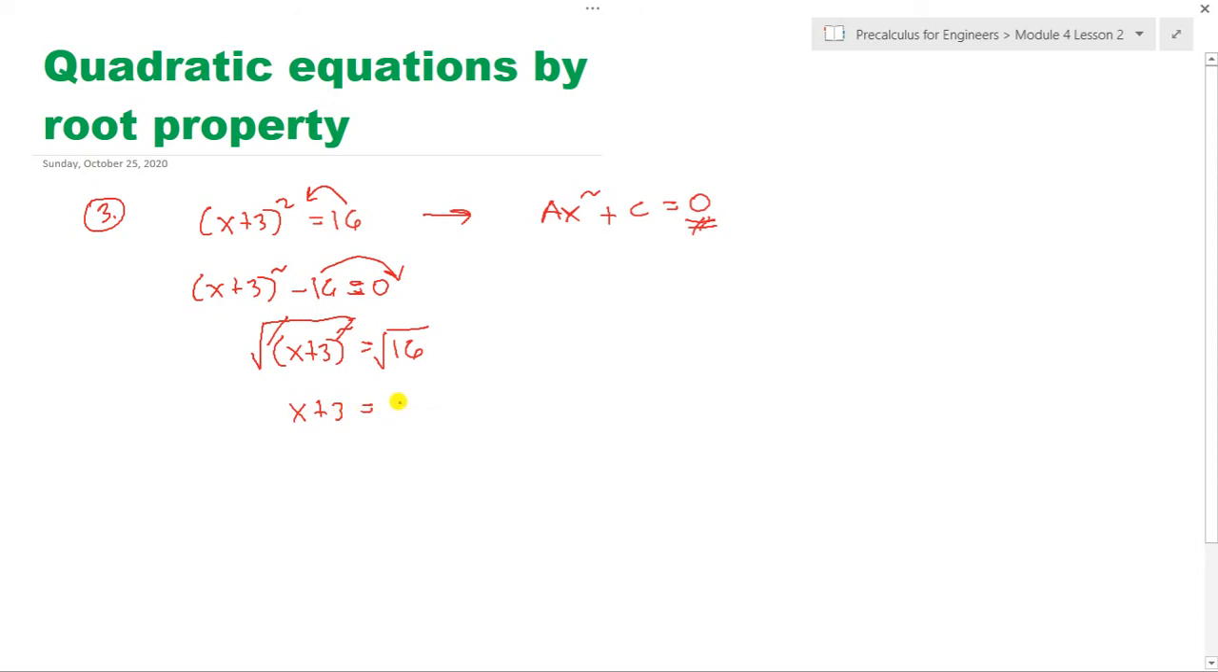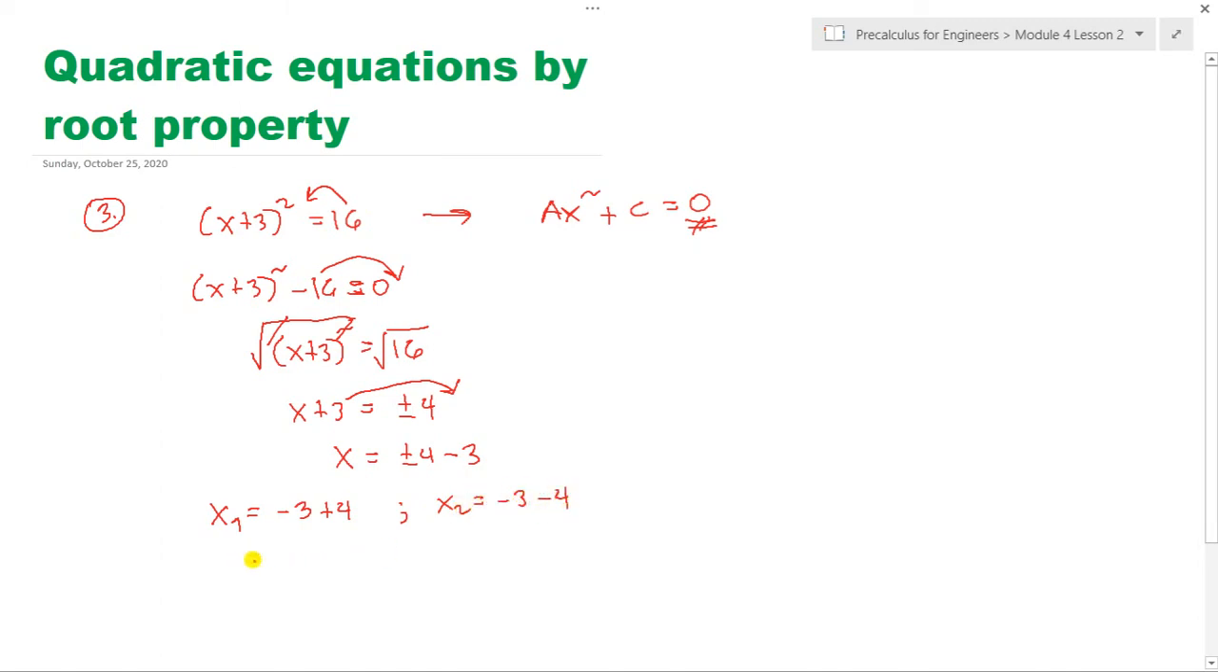And what is the square root of 16? That is positive and negative 4. So since we still have 3 here, transpose it to the other side so that x is isolated. So x is equal to plus or minus 4 minus 3. Therefore, our first solution, or first root, you can also rewrite as -3 plus 4, and the second one is x sub 2 is equal to -3 minus 4.